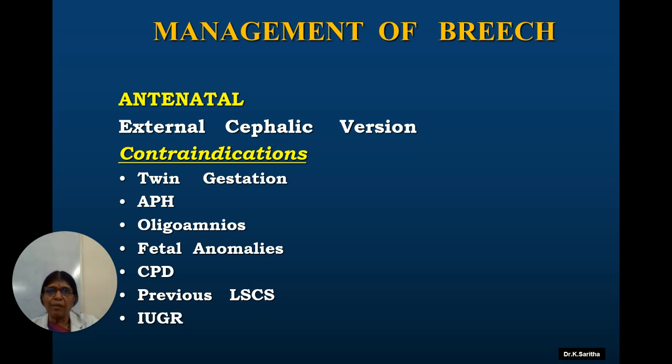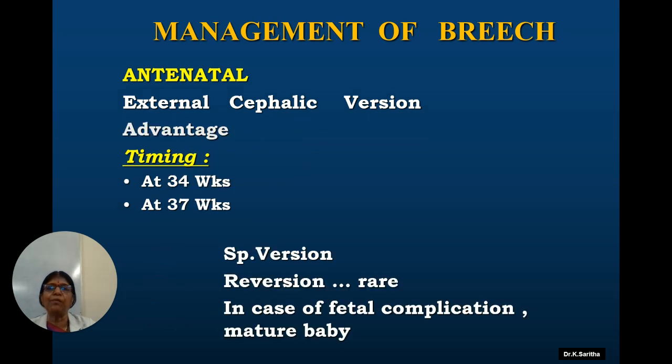And another thing is we can deliver this vaginally, but with the cephalic version there are certain contraindications which have to be taken care of. Foremost is a twin gestation, and these are the contraindications. Antepartum hemorrhage, that is if a placenta is present at the lower pole, you cannot do an external cephalic version. Oligoamnios, obviously because there is not enough liquor there. Any fetal anomalies, better not to do a version. And any cephalopelvic disproportion, also you cannot do an external cephalic version. Previous LSCS is a relative contraindication, but because of the presence of scar, usually it is a contraindication, and any IUGR fetuses cannot be subjected to an external cephalic version.